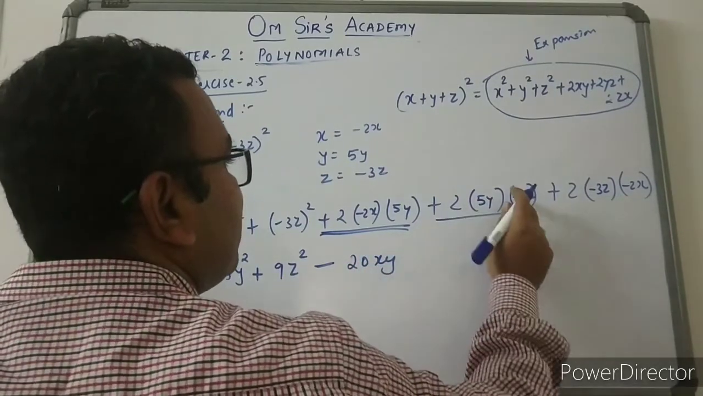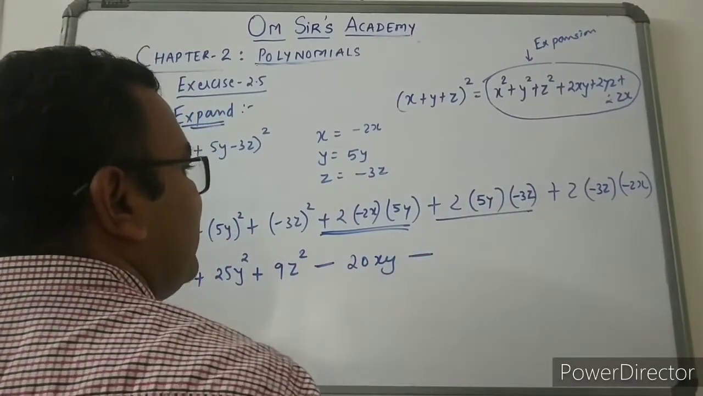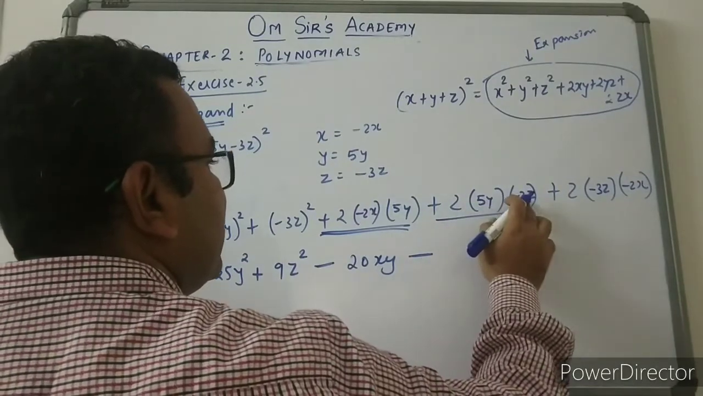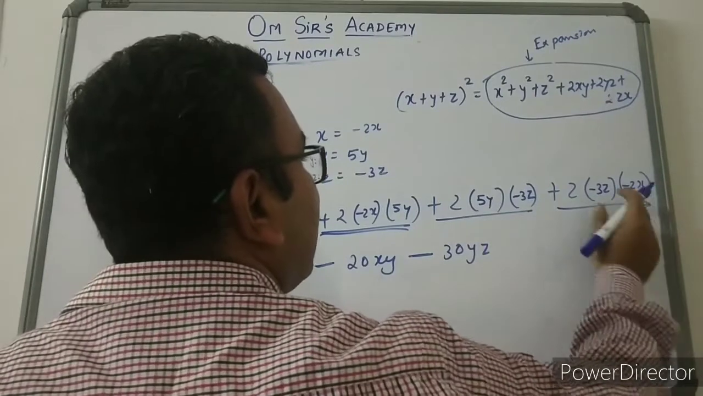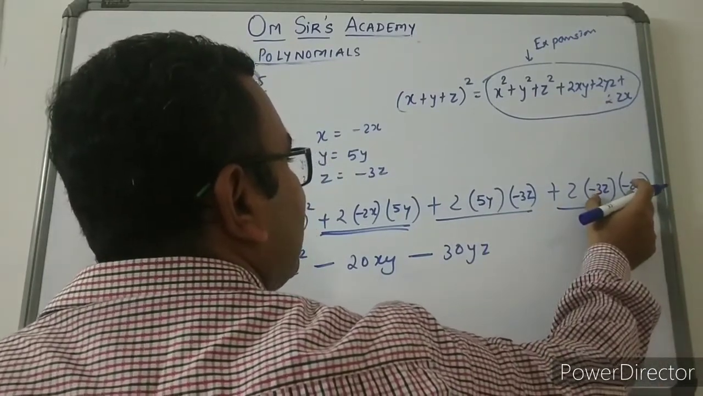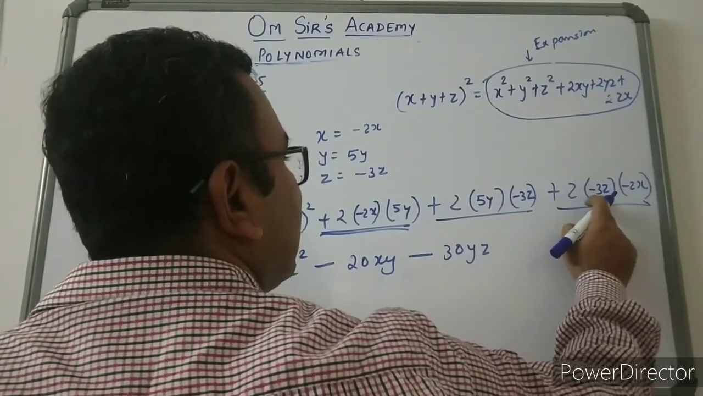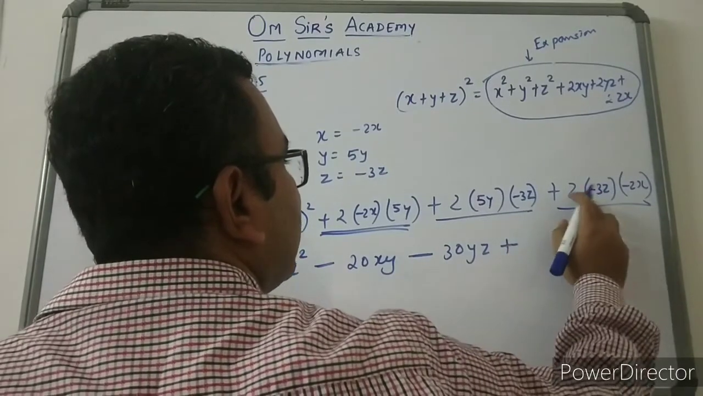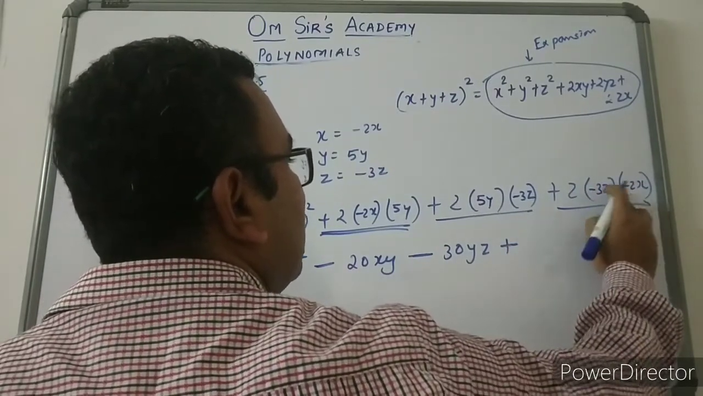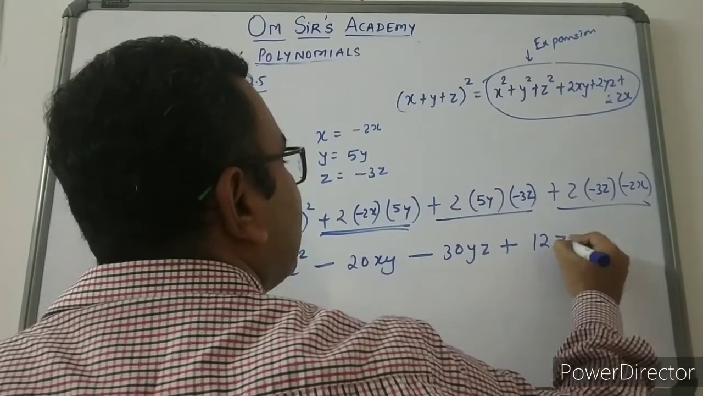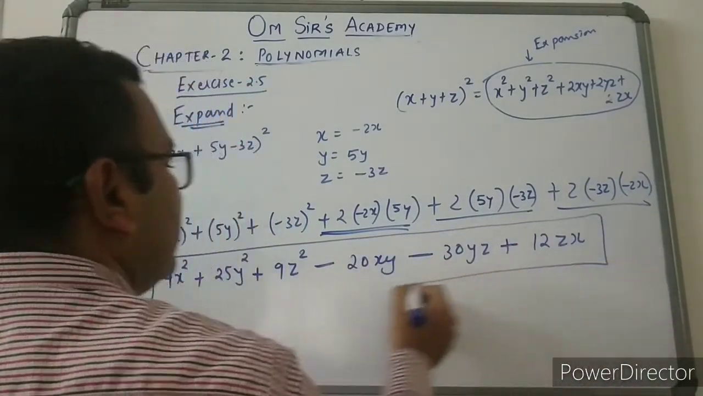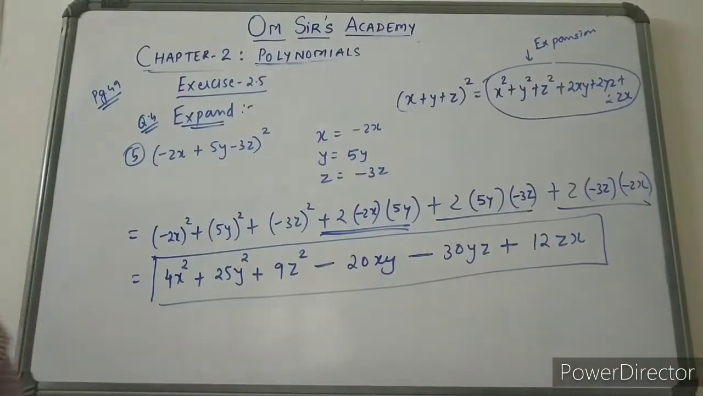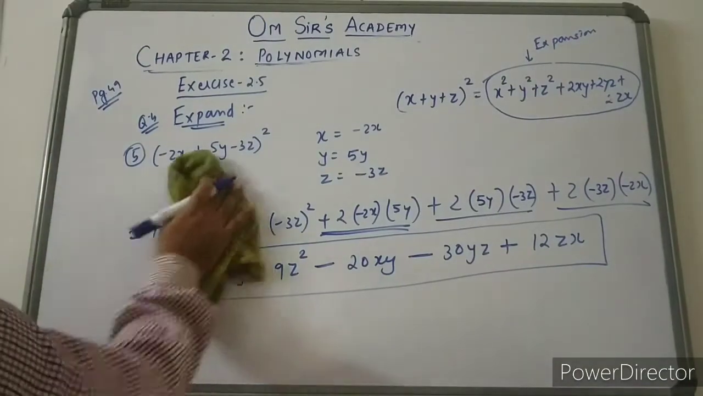Here there is again one negative sign, so the outer sign will remain minus. 2 5s are 10, 10 3s are 30yz, so it will be 30yz. Here there are two negative signs, so minus minus will become plus. 2 3s are 6, so here the sign will be plus. 2 3s are 6, 6 2s are 12zx, so it will be 12zx or xz. So this is my answer. Answer number 5. And the last one, 6.